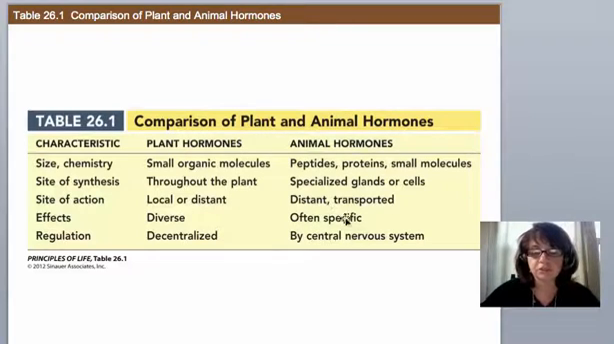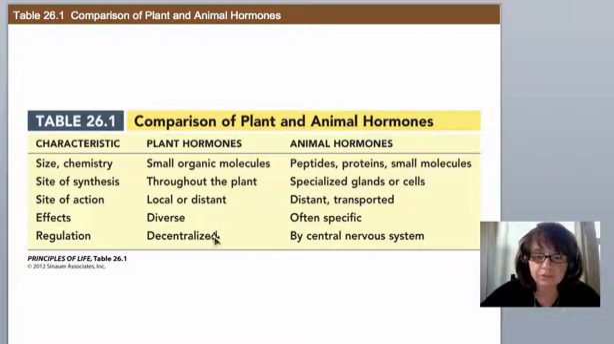We've heard probably about animal hormones. We haven't had a chance to study them in our sections yet, but we know that animal hormones can be peptides, it can be proteins, it can be small organic molecules. They are secreted from glands or cells. They're usually transported through the bloodstream. They're very specific, and they're regulated by our central nervous system. So that's what's in animals. We're actually going to do a little bit on that in a couple weeks.